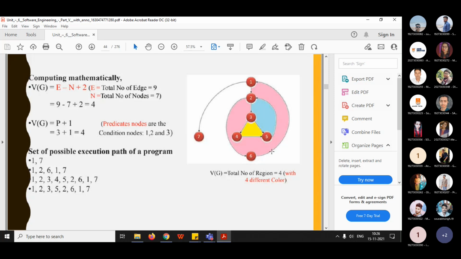By viewing this graph you can understand that this is one region, this is another region, this part is another one, and the rest is the outer part. You need to consider the outer region also. So the total number of regions is 4. By viewing you can understand, or by applying this formula. Suppose you are not given any graph. As this graph is given, it is easier for you to see it and understand that there are 4 regions.